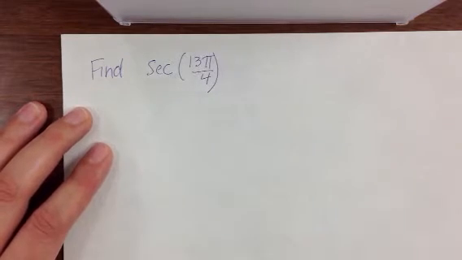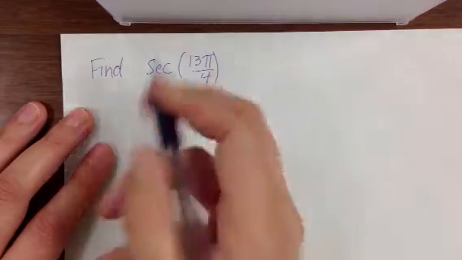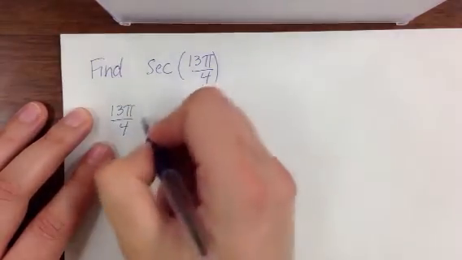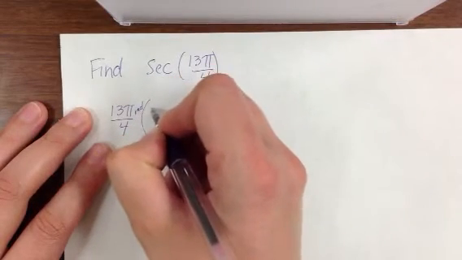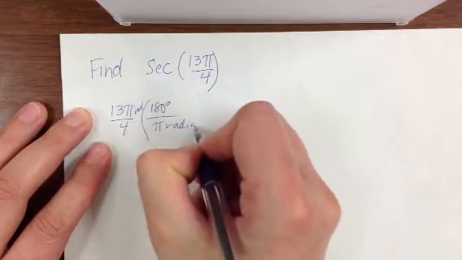So now that we've learned all about the unit circle, we're going to use that unit circle knowledge to solve some trig problems. So if I was asked to find the secant of 13 pi over 4, the first thing I'm going to want to do is change this to degrees. Remember, 13 pi over 4 is in radians, so I have to multiply by 180 degrees over pi radians.